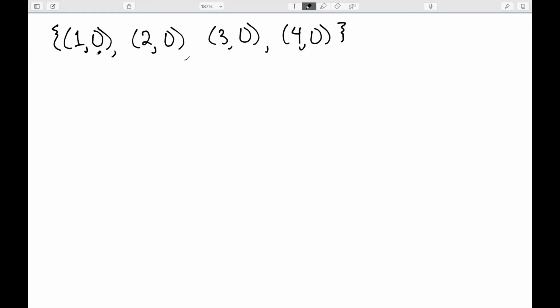One more example. In this case, I can see my repeats in the outputs. My inputs are all different, 1, 2, 3, and 4, but my outputs are all the same. And that's perfectly allowed, so this is still a function. As long as the inputs are all different, it is a function.